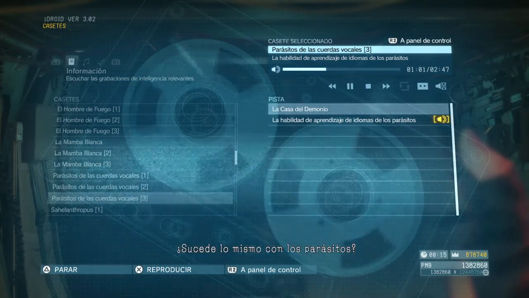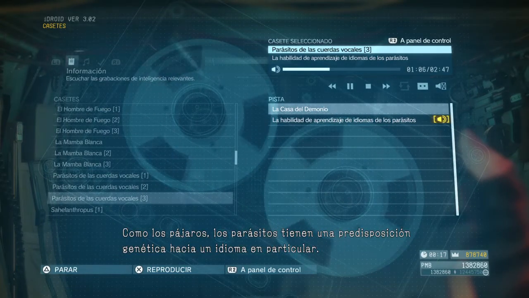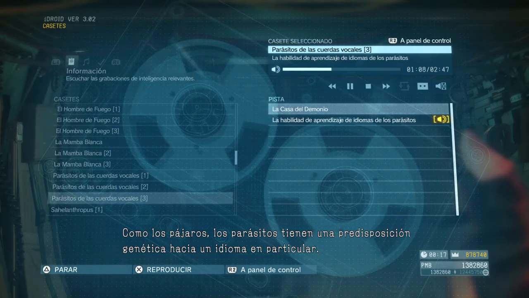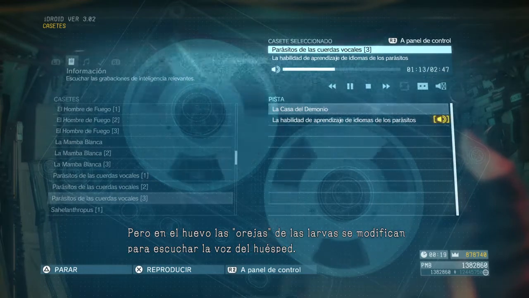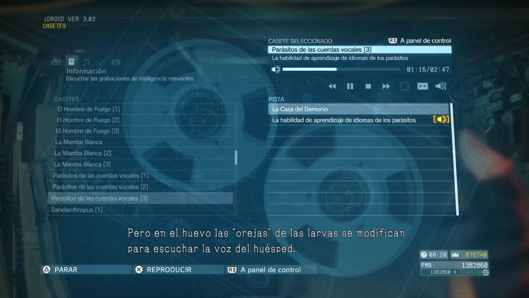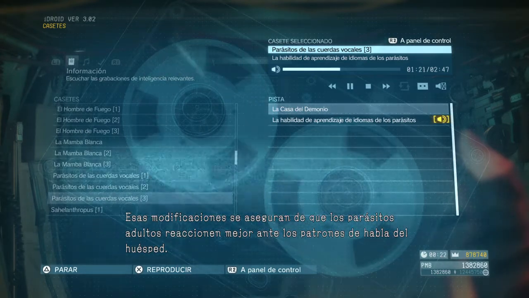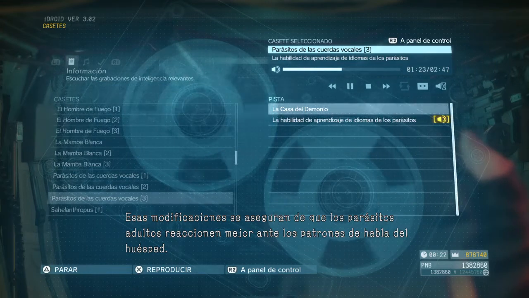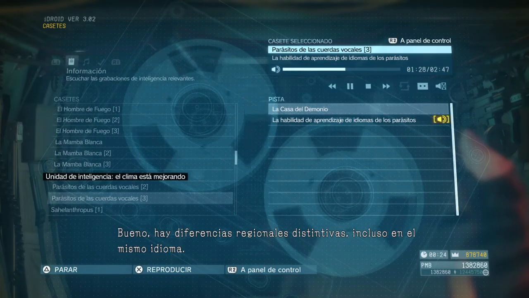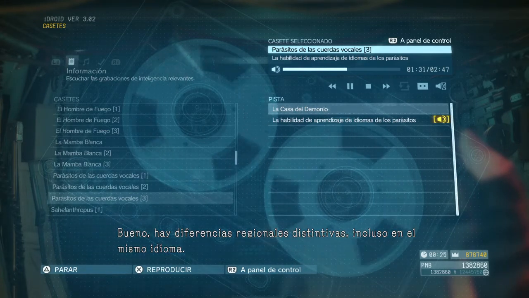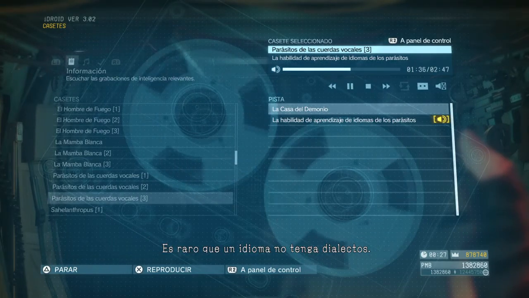And the parasites are the same? Like the birds, the parasites have a genetic predisposition towards a particular language. But while in the egg, the larvae's ears are tweaked by listening to the voice of the host. This tweaking ensures that the grown parasites will react better to the host's speech pattern. Why would they have an ability like that? Well, there are distinct regional differences within even the same language. Rare is the language that has no unique dialects.